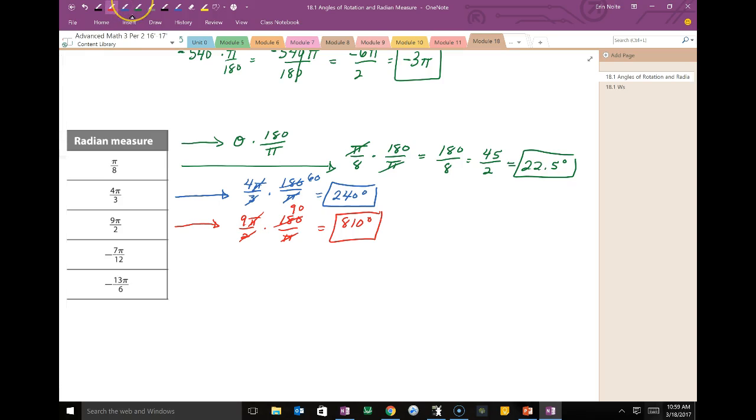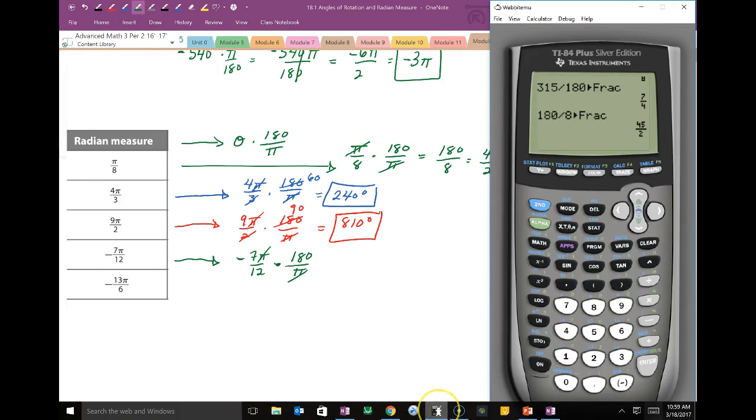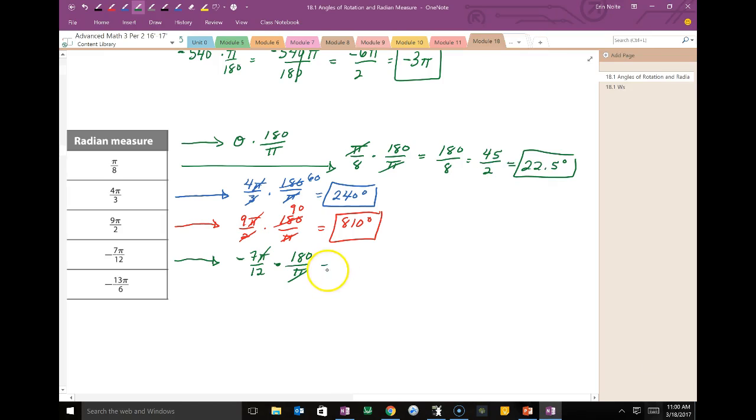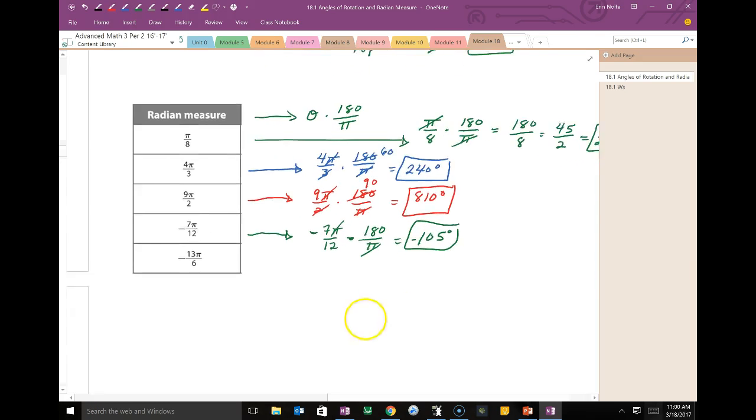Okay, so I'll do one more of these just with the negative so you see the negative, but it is no different. Negative 7 pi over 12, that looks like a nice fraction, times 180 over pi. So again, the pi's cancel. I'm going to type this one in the calculator. I'm just going to type in 7 times 180 because that's the top, and divide that by 12. So this would be negative 105 degrees. Okay, so that is how to convert.